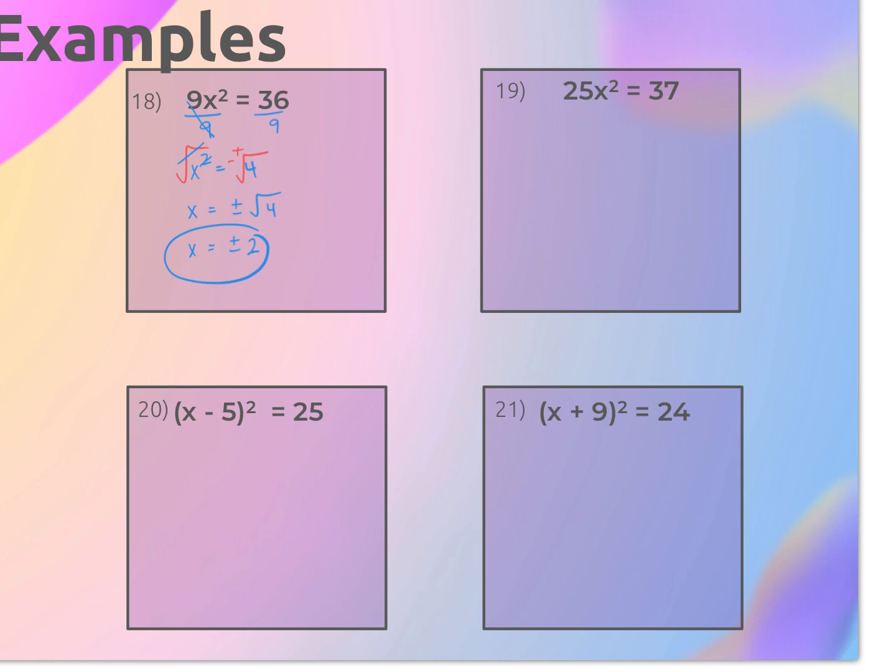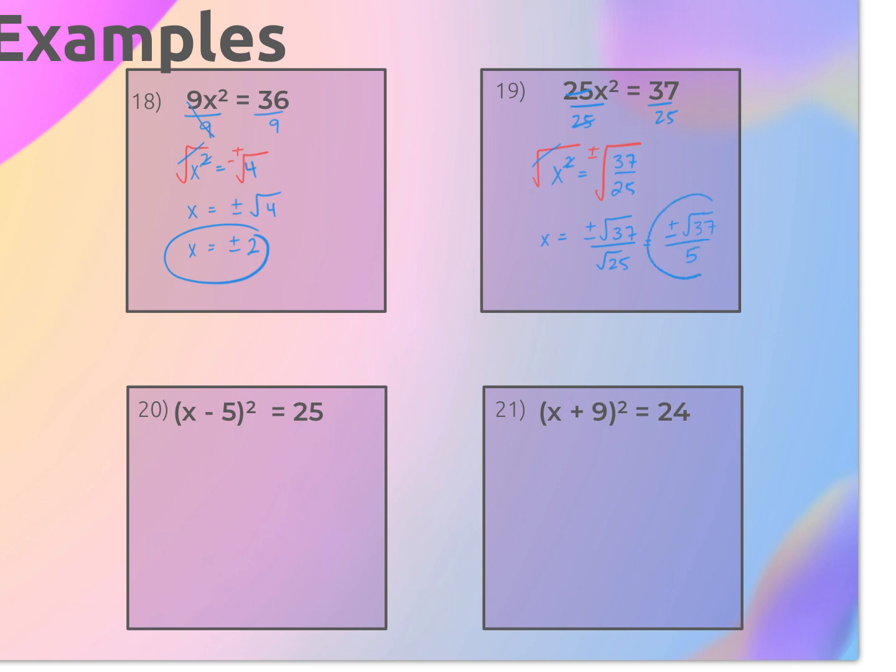19, I'm going to start out by, again, isolating the variable there. I'm going to divide both sides by 25. So I'm going to get x squared equals 37 divided by 25. I'm going to take the square root of the left side, the plus minus square root on the right side, and again over here, I have a denominator. My denominator does have a square root, but my numerator does not. So I'm going to do plus minus the square root of 37 over the square root of 25. And again, I know plus minus the square root of 37 over 5.